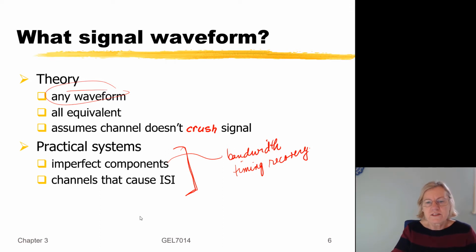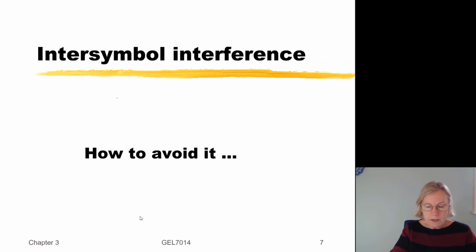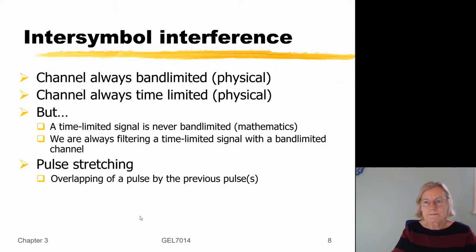So these are the kinds of concerns that make us want to look at what would be practical choices. In theory, we have any choice. So let's choose some choices that will be robust to these practical impairments. Essentially what we're discussing today is how we can try to avoid intersymbol interference by using these practical choices.